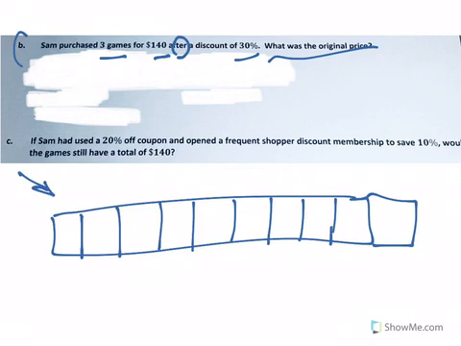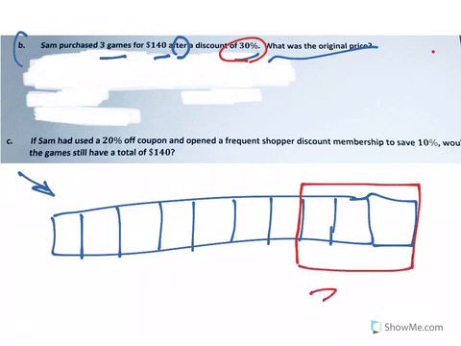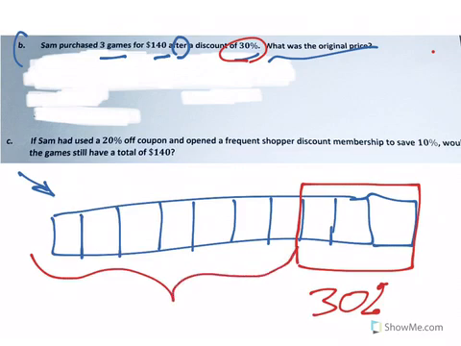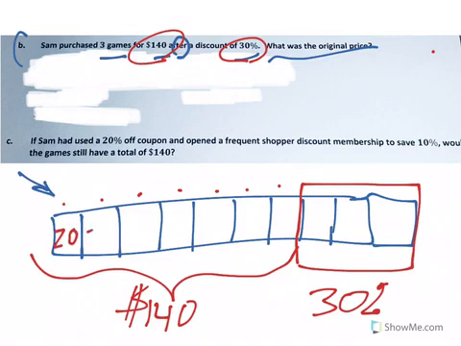Okay, we have 100% here. Each section is broken into 10%. Now, it said that the discount was 30%, so I know that 3 of these sections is going to be my discount, which equals 30%. That means the rest of this is going to be what he actually paid, $140. If I take that 140 and I divide it between 1, 2, 3, 4, 5, 6, 7 parts, 140 divided by 7 parts is going to be 20, right?